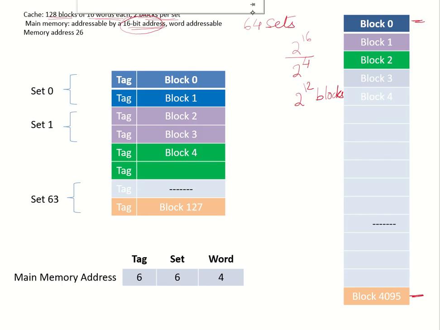So the 16-bit address can be interpreted like this. Within every block, there are 16 words, so the 4 low order bits are needed to specify the word within a block. There are 64 sets in the cache, so 6 bits will be required to specify which set this memory address would be available in. The remaining 6 bits are stored as the tag bits.